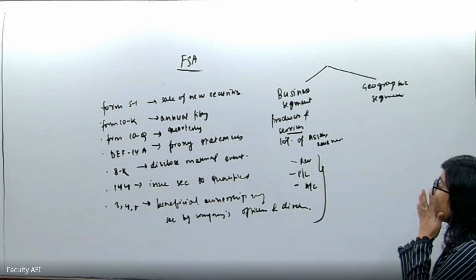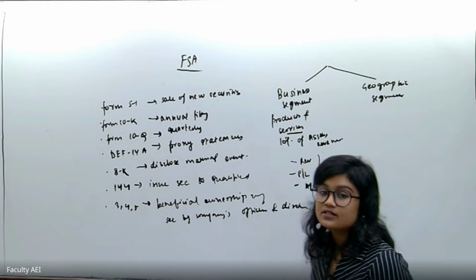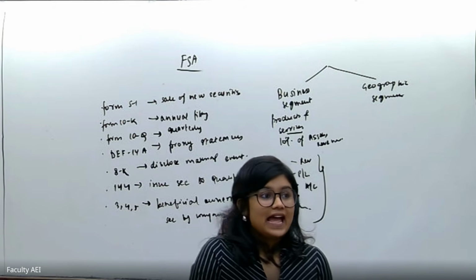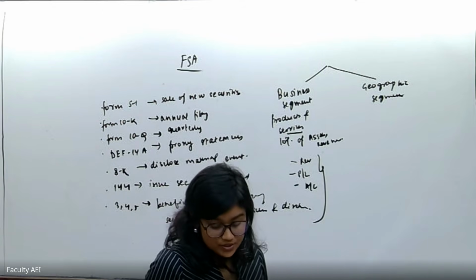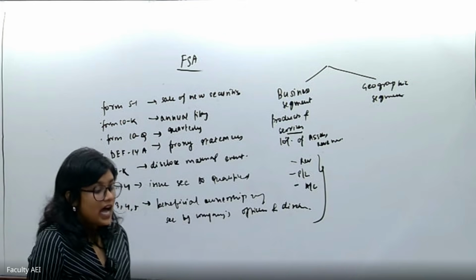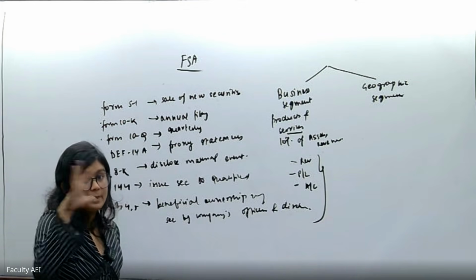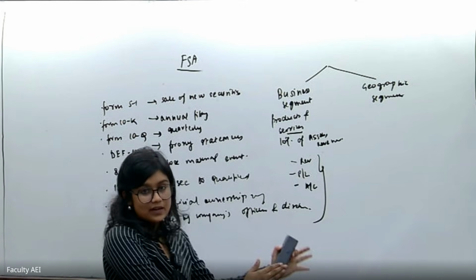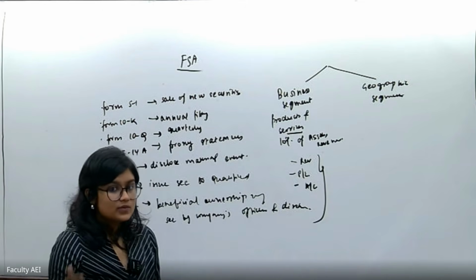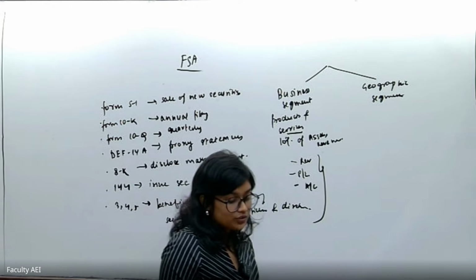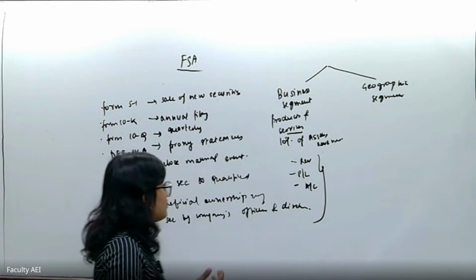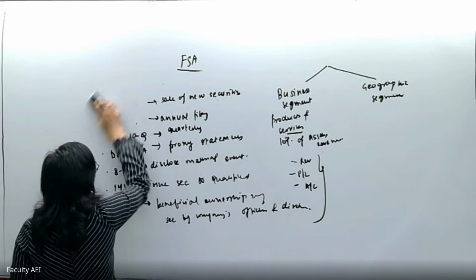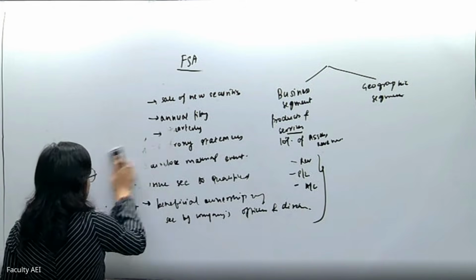A geographic segment is when a company has its presence globally, so the company can divide its operations into geographic segments. That is, I have my operations here, and this is one segment, this is another segment, and this is another. So according to the different locations the company is established in, the company can report its financial statements.